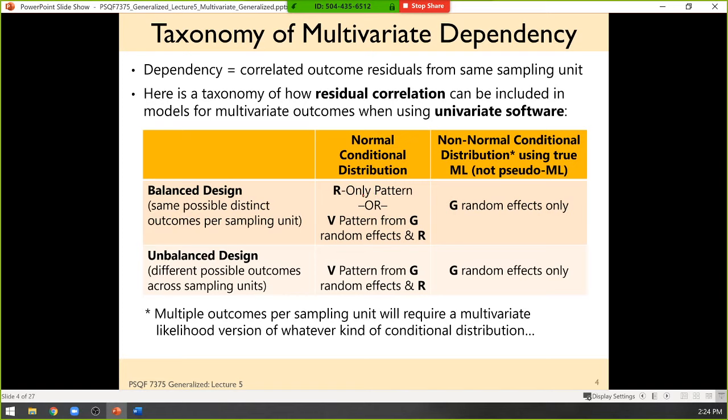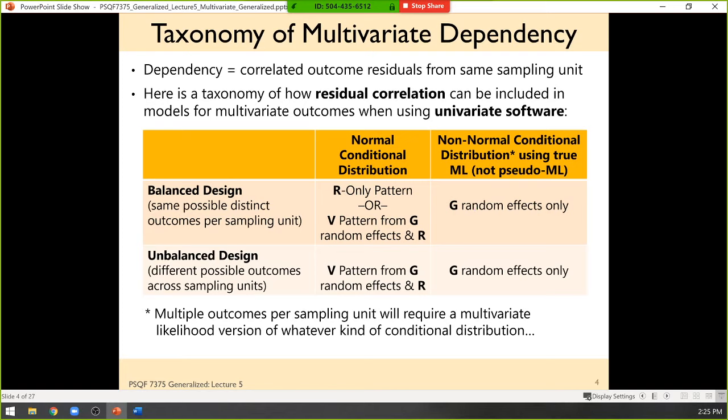If you're not in this situation, if you have a multivariate set of outcomes where at least one needs a generalized model, or if you have an unbalanced design, you can't just throw in a residual correlation and call it good. You have to do something else. And that something else is random effects.